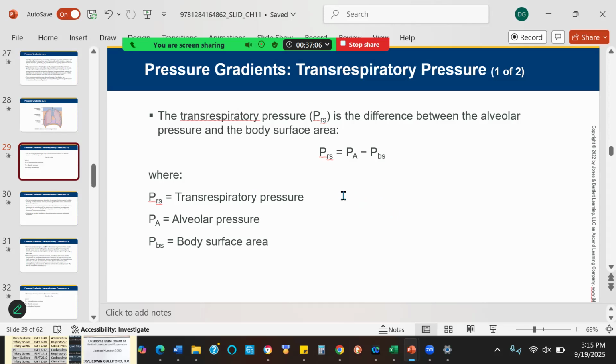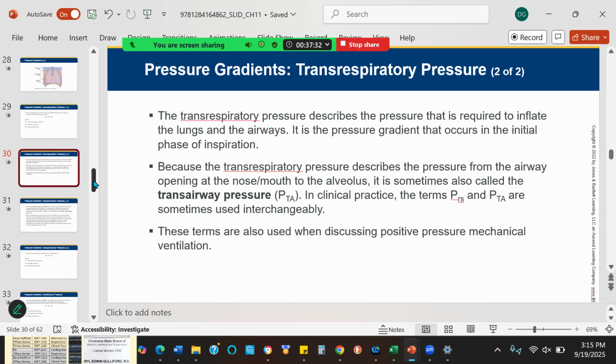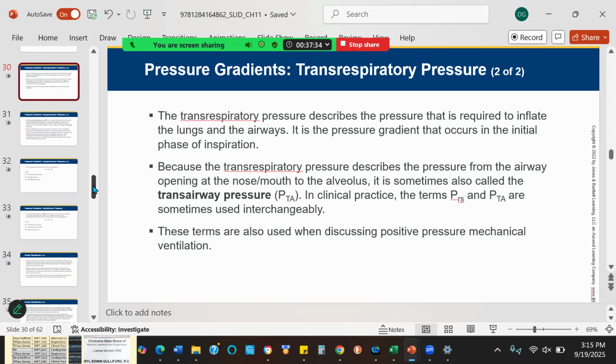It's remarkable. And then this is the calculation for that. Transrespiratory pressure is the difference between alveolar and body surface area. Transrespiratory pressure describes the pressure from the airway opening to the alveolus. So it's how much pressure change is there from the airway opening, whether it be just the patient's nose or mouth or an endotracheal tube, and the alveolar pressure.